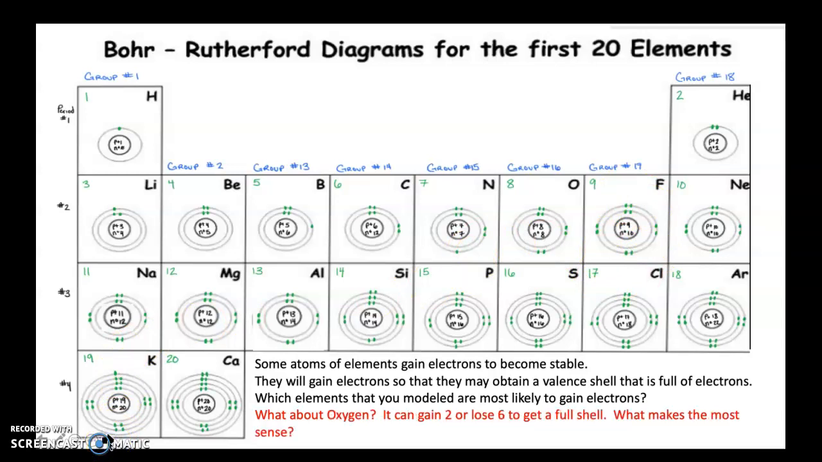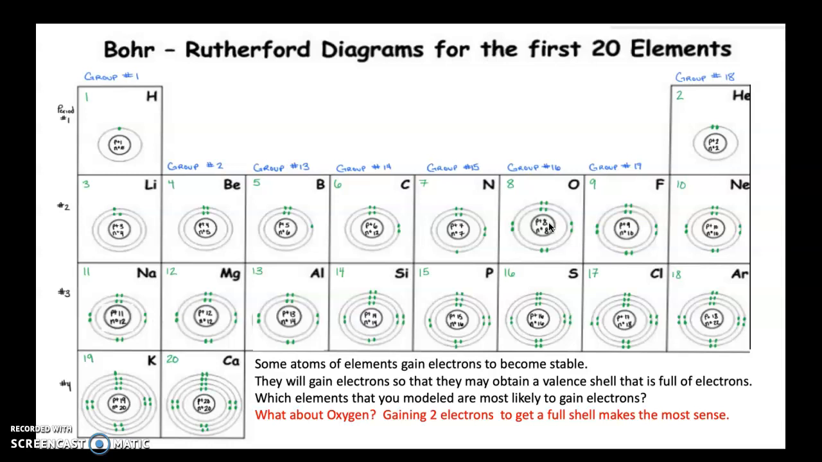Next example will be oxygen. What about oxygen? If I look at it right here, it's got 6 valence electrons. So to get a full shell, it can either gain 2 electrons or it can lose 6 to get a full shell. In your world of common sense, what makes the most sense? Yeah, it really makes a whole lot of sense to gain 2 electrons. And there it is right there. It still has 8 protons, 8 neutrons, but now it's got 10 electrons. So look at that. It becomes electronically very stable, just like the noble gas neon, yet it's still oxygen because it has 8 protons and 8 neutrons.